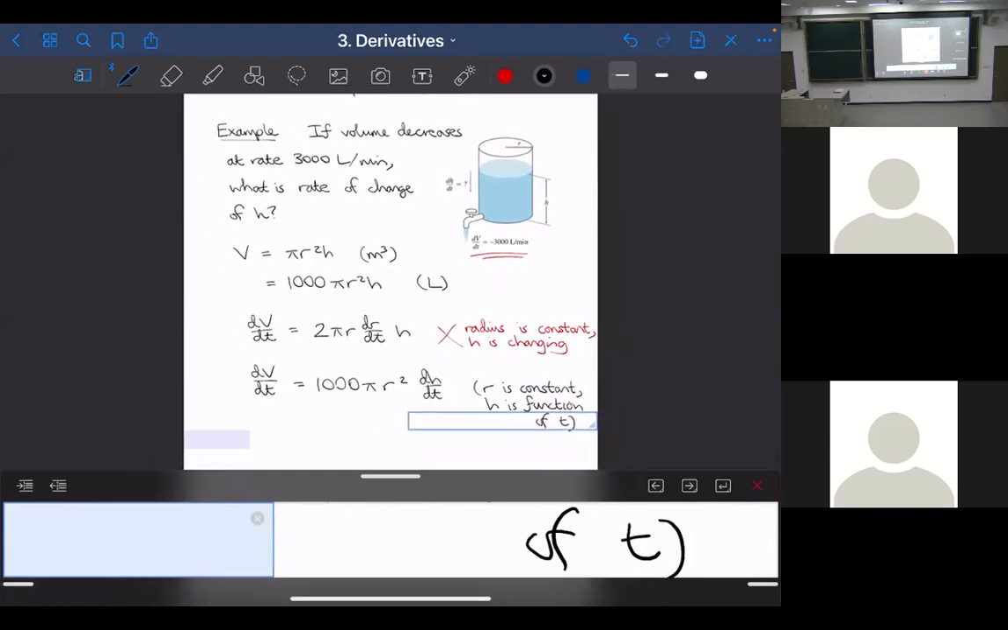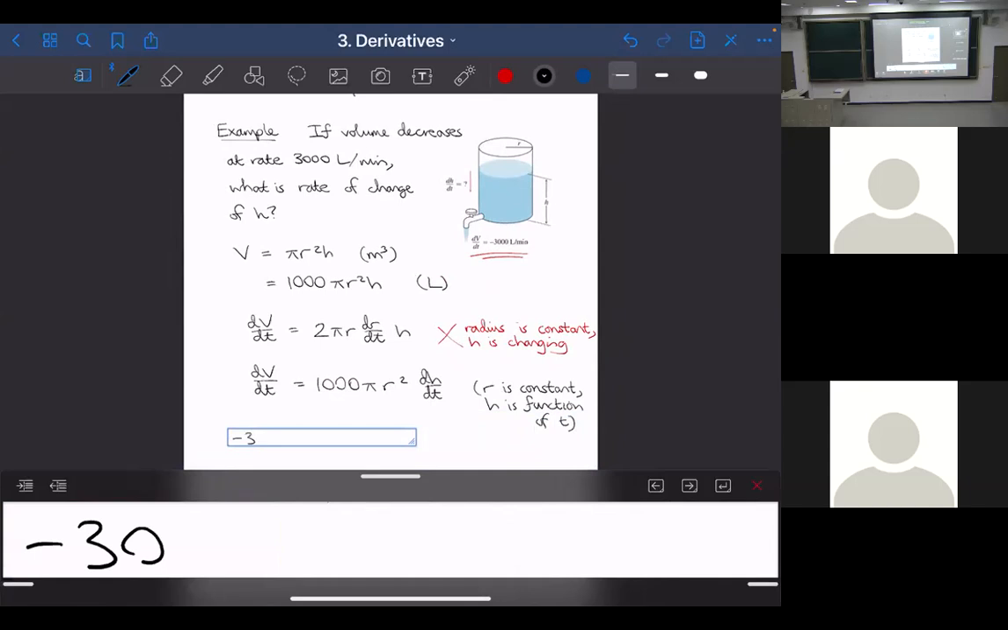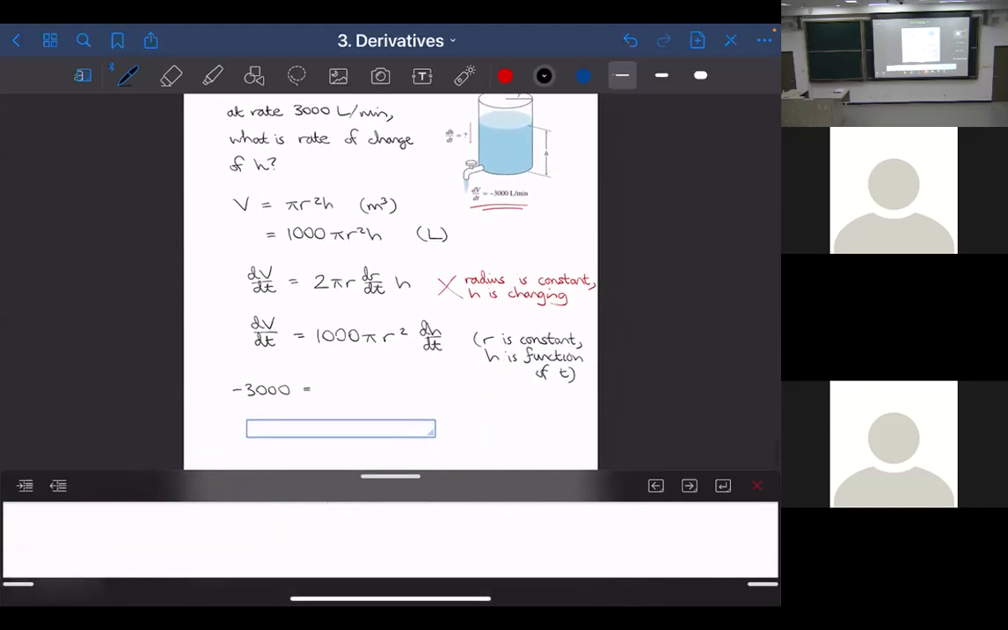And so, if this side is minus 3,000, then that implies that dH by dt is minus 3 over pi r squared.